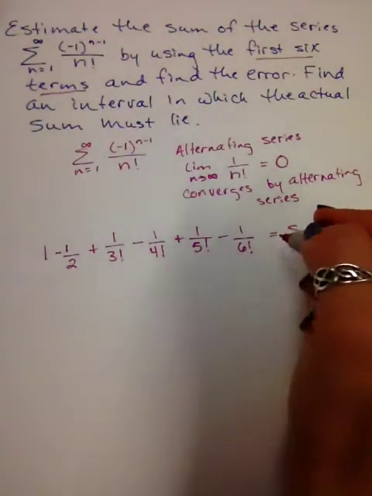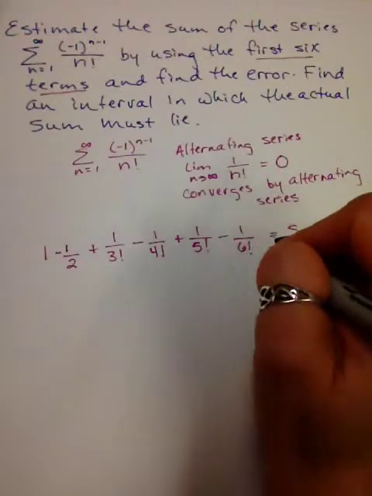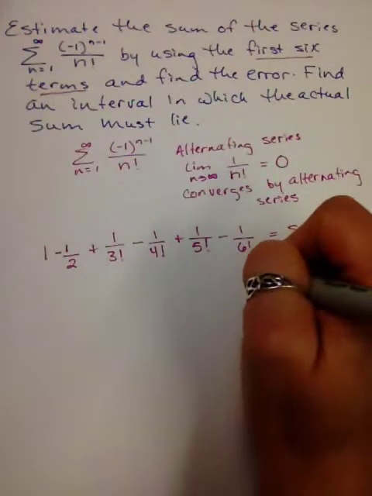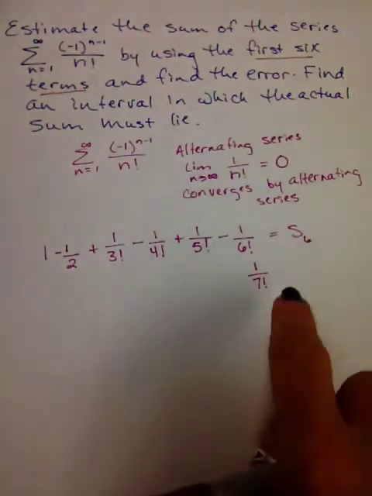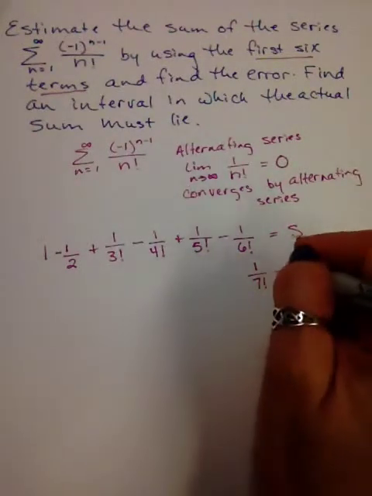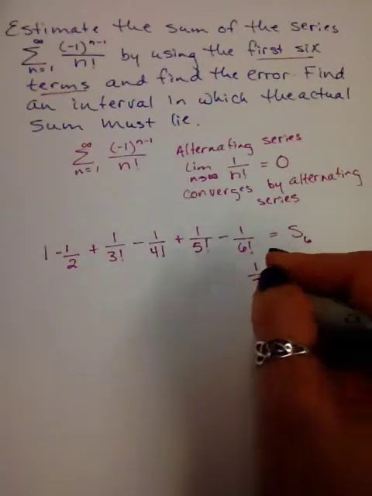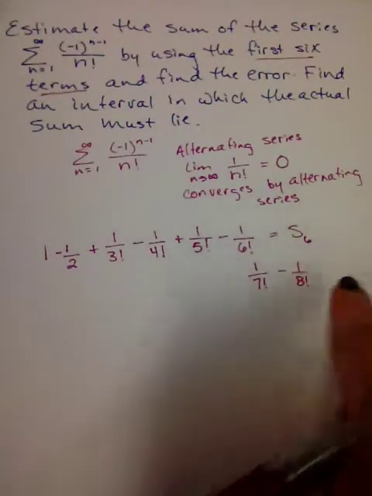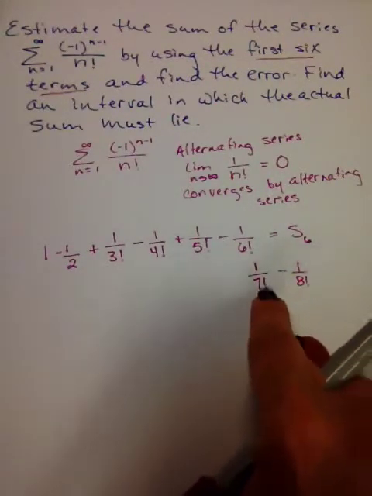Well, if you look at what's happening on the next term, the next term would be a 1 over 7 factorial. So I know that I would add that. But on the next term, I'm going to subtract a 1 over 8 factorial, which is smaller than what I added in. So I know that what I'm off by is less than that.